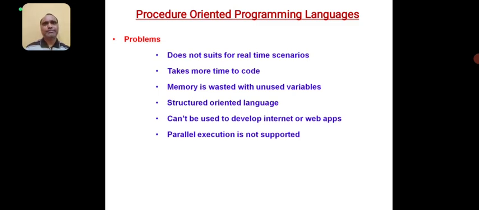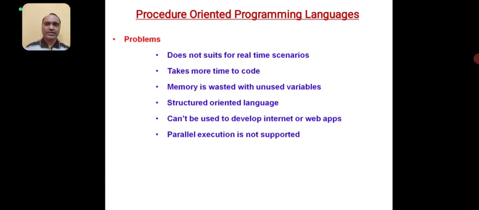So the main intention behind the development of object-oriented programming language is that the procedure-oriented languages are not suitable to develop real-time applications, not suitable to develop internet-based applications, not suitable to develop networking-based applications, and not suitable to develop applications which require concurrent execution or parallel execution. So therefore, the computer scientists thought of having completely new computer programming languages using some other concepts which can support all these things. The resultant is object-oriented programming languages.